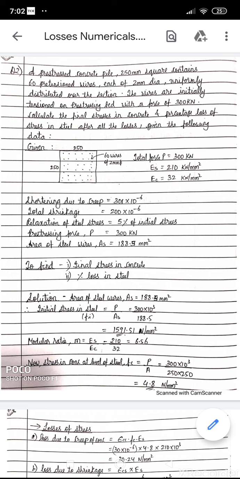So what we have to find out, so again there are two parts in the question. First we'll find out the final stress in concrete, and the second thing they've asked is to find out the percentage loss in steel. So let us start with the solution. As per the given data, we will find out the unknowns accordingly.